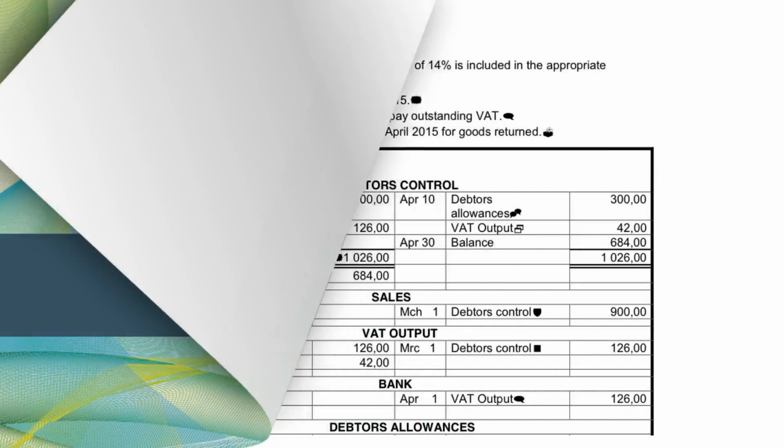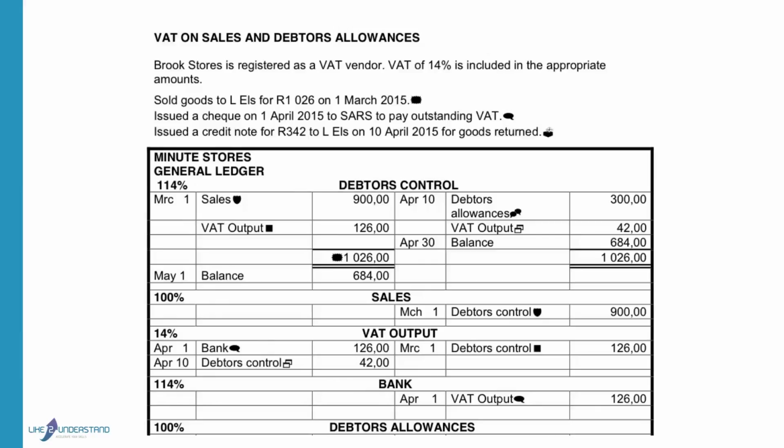Good morning. We will pay attention to the VAT on sales and VAT on debtors allowances. Brooke Shields is registered as a VAT vendor. VAT of 14% is included in the appropriate amounts. As soon as you see that they are registered for VAT, it means on all purchases you will be able to claim back the VAT, and on all sales and income you will have to pay VAT over to SARS.